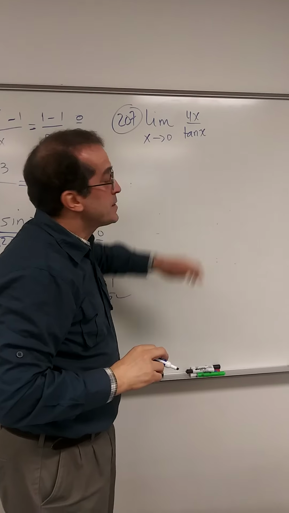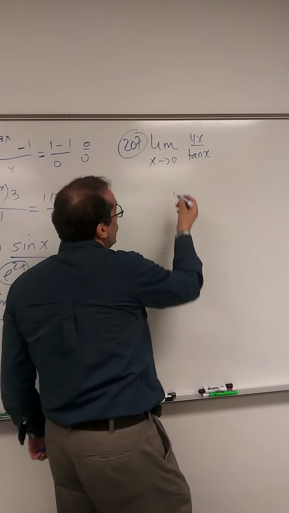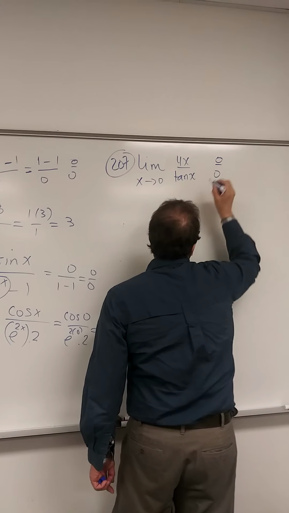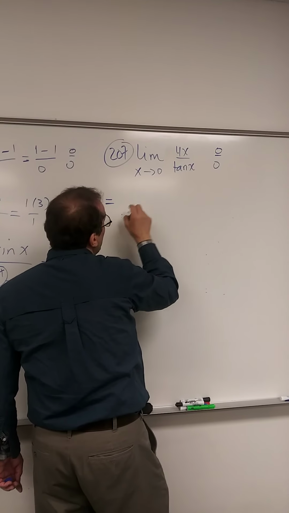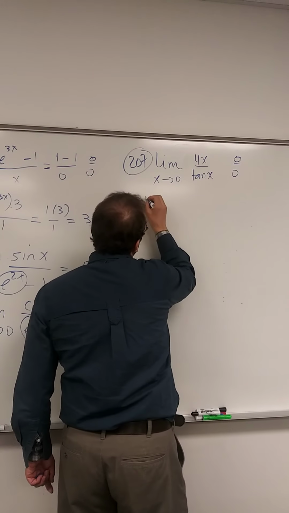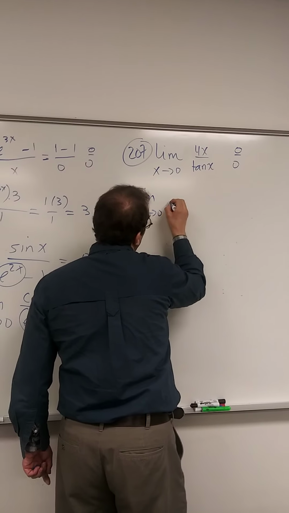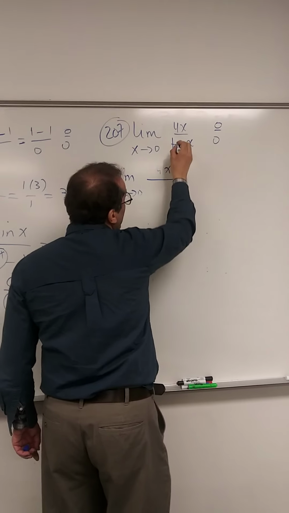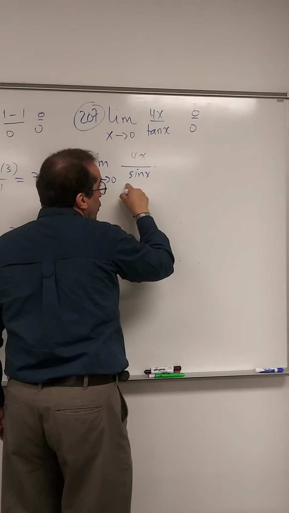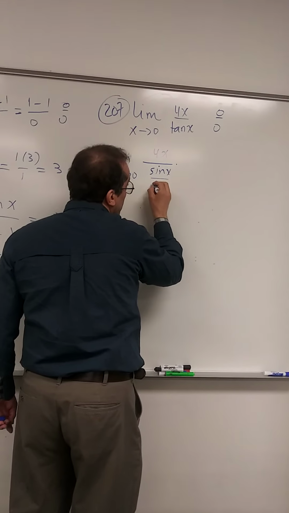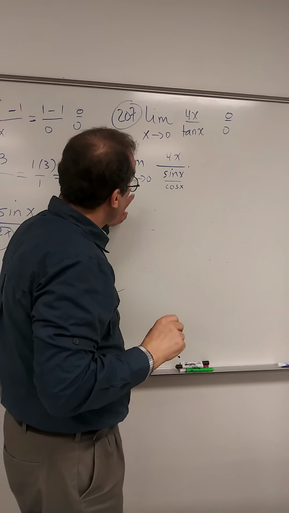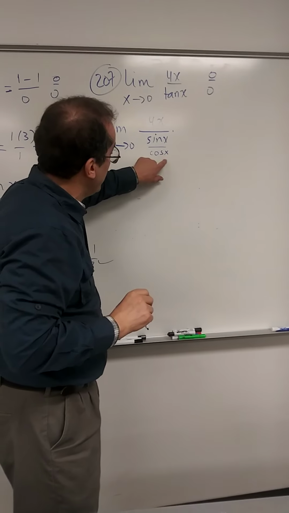Limit of 4x divided by tangent x. When you substitute 0 here, you get 0, tangent 0 is 0. So it's indeterminate. But this time, I'm going to simplify this before using L'Hopital's rule. I'm going to write it like this. Limit as x tends to 0, 4x. Now, I'm going to write tangent x as sine x divided by cosine x. You can divide it here by cosine x, or you can bring the cosine up.